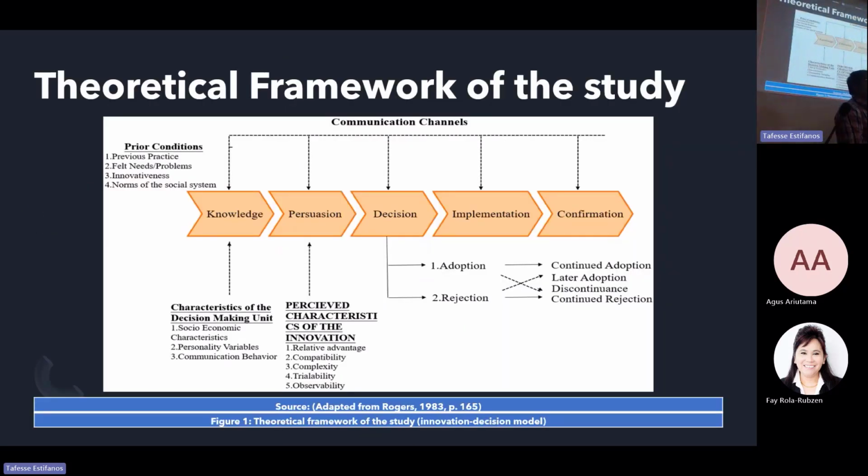And this is the theoretical framework of my study. I used the innovation decision model of Rogers as the theoretical framework, but I didn't use the whole framework. I only used knowledge, the first element of the framework. You see that knowledge is impacted by the socio-economic characteristics, different personality variables, and communication behavior of certain people. Later on, I'll show you my conceptual framework.